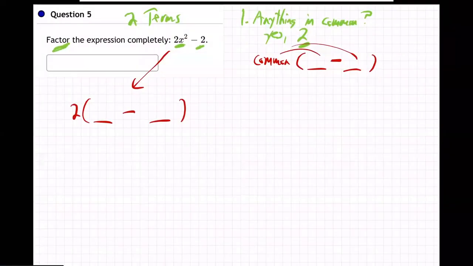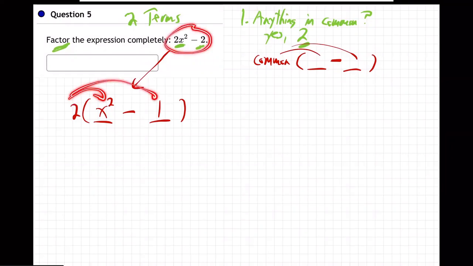And then 2 times what would go back to 2x squared? Well, x squared. And 2 times what would go back to 2? Oh, just 1. Does that make sense? 2 times x squared and 2 times 1 goes back to 2x squared minus 2. Okay, that's step 1. And then step number 2.